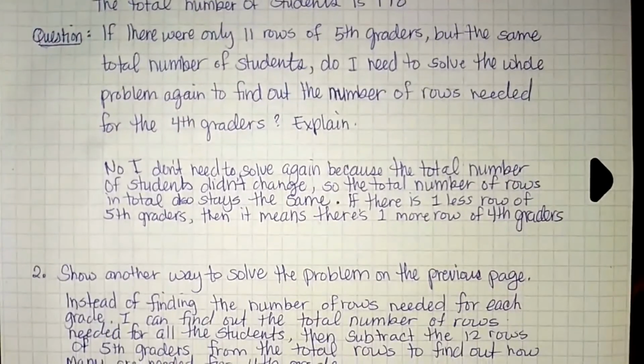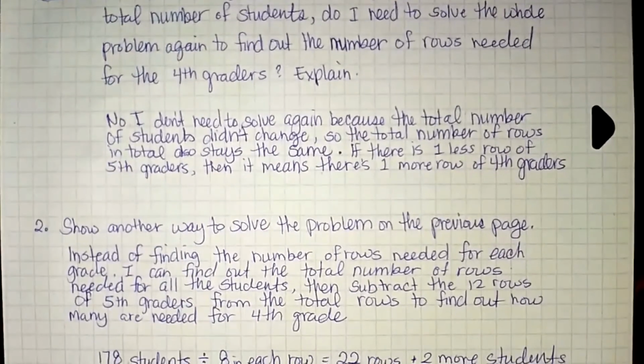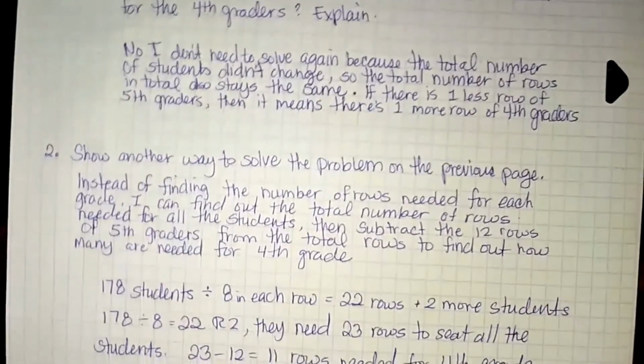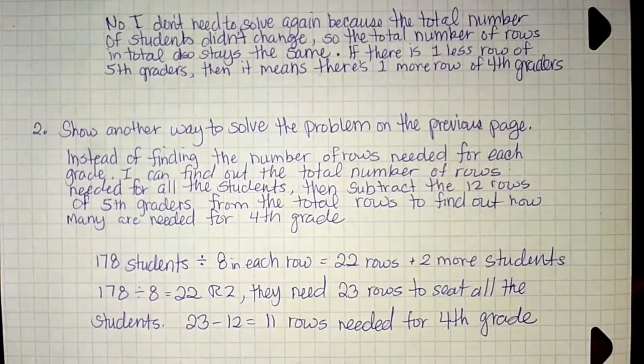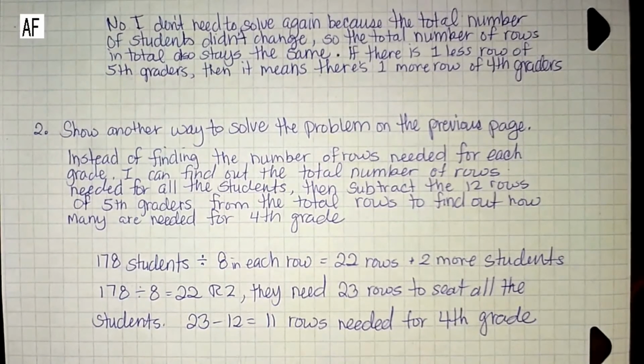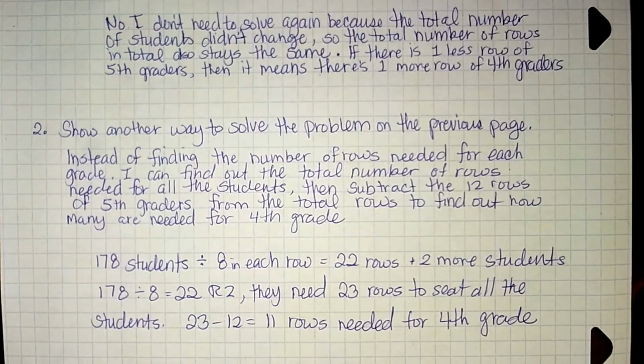Here is still another way to solve the problem on the previous page. So this is the same one about the students. Instead of finding the number of rows needed for each grade, I can find the total number of rows needed for all of the students. And then I can subtract the 12 rows that they told me are going to be for 5th graders. So from the total number of rows, then I can figure out how many are needed.